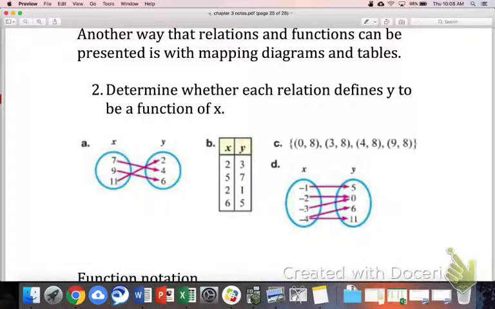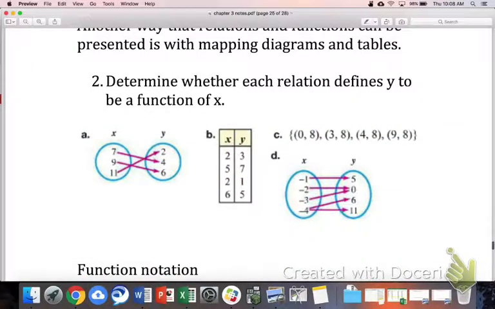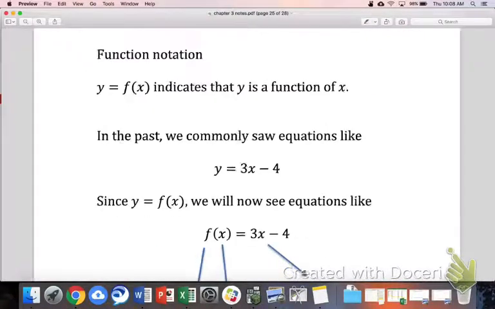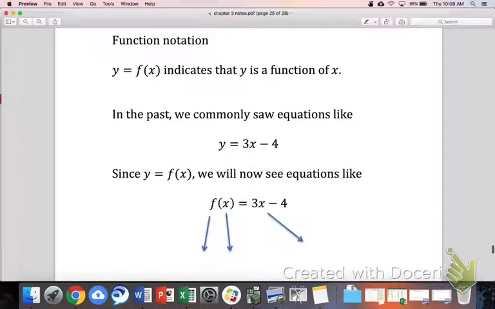So let's keep moving here. Let's take a look here at function notation. This is often a new thing, so let's take a minute. This is kind of some vocabulary and terminology.